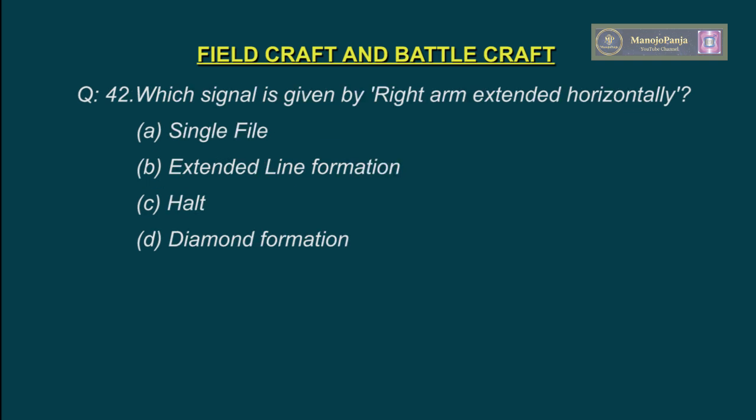Question 42. Which signal is given by right arm extended horizontally? A. Single file. B. Extended line formation. C. Halt. D. Diamond formation. Right answer B. Extended line formation.